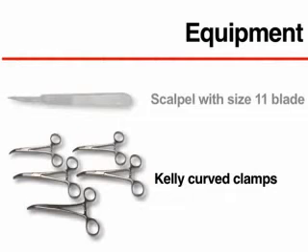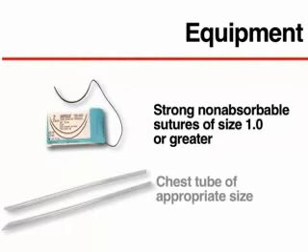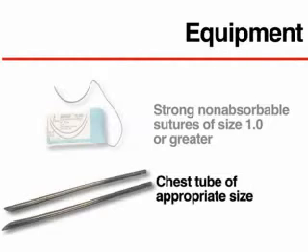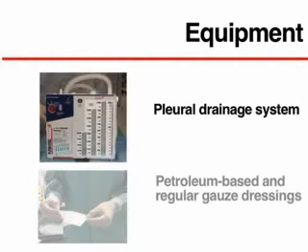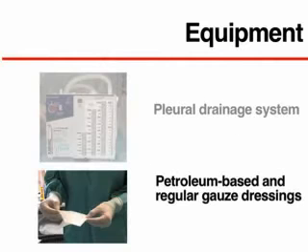at least 4 or 5 dissecting instruments, such as Kelly curved clamps or artery forceps, which should also be found on the chest tube tray, non-absorbable strong sutures of size 1.0 or greater made of silk or nylon, a chest tube of appropriate size, a sterile drainage system, and dressings for the tube after insertion.